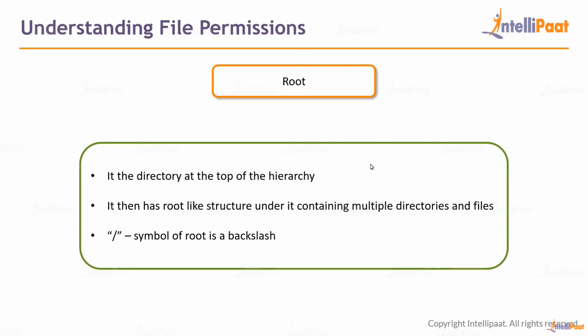It has a root-like structure, with multiple directories and files under it. So it is the ground level. Root is the ground level, and under root there are many different branches which form different file structures. That is how it got the name root, and this is the symbol of root. A forward slash is the symbol of root.